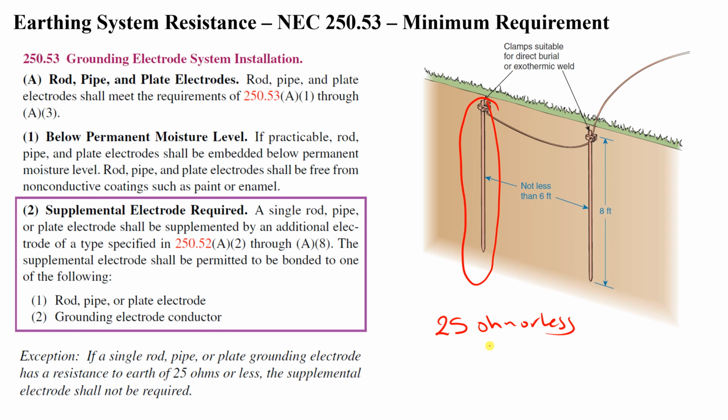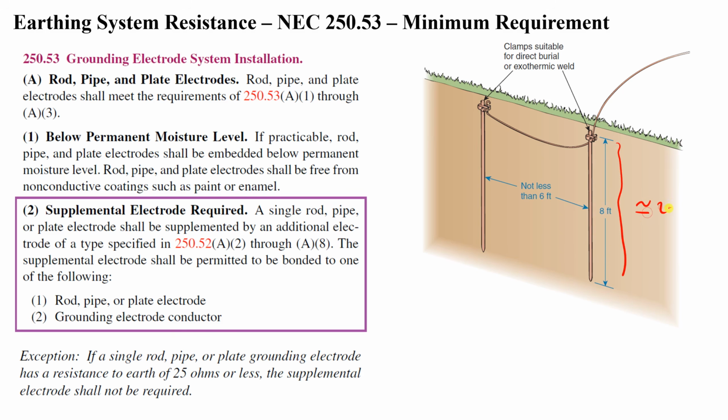And if it doesn't achieve this, you will add another one in parallel to it. Okay, so they are connected in parallel, as you can see here. Here it also gives you the minimum value for the electrode, which is 8 feet, which is about 2.4 meters. This is the minimum length of the electrode according to the National Electrical Code. And the minimum distance between them is about 6 feet.